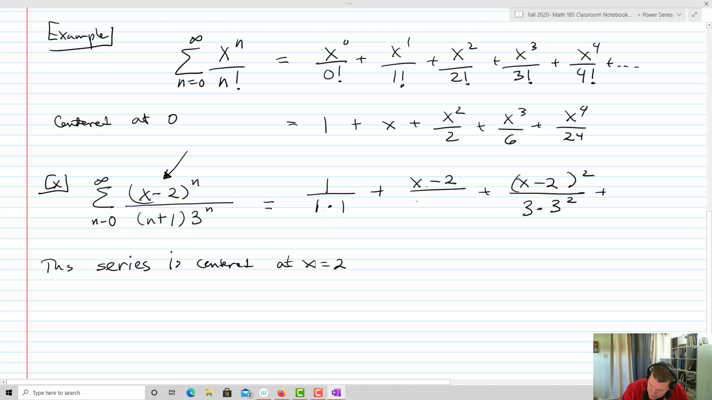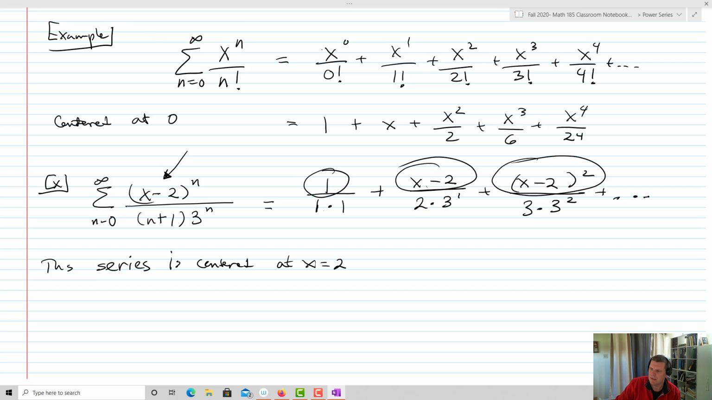plus x minus 2 times 2 times 3 to the 1 plus 3 times 3 squared plus, and so on and so forth. And what you should notice, the real big thing that I'm looking to point out here, is that those are the powers, and hence that's the reason for it to be called the power series.